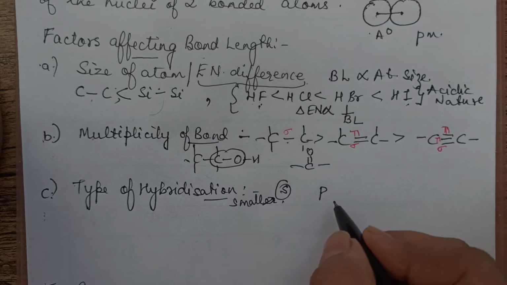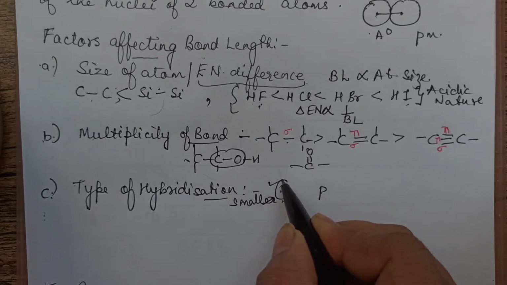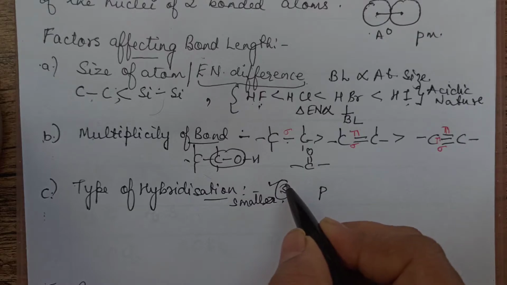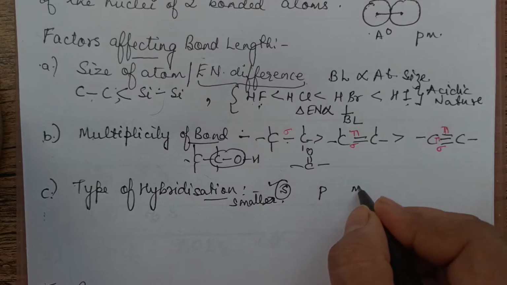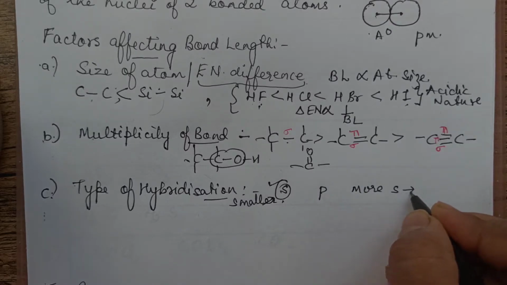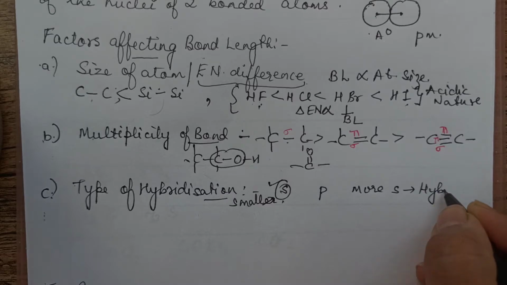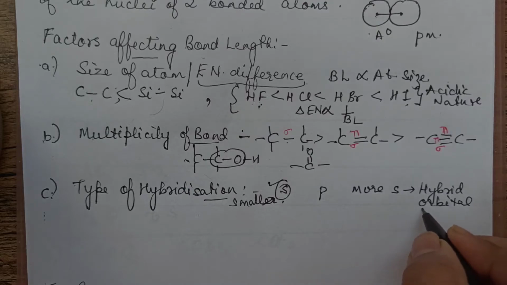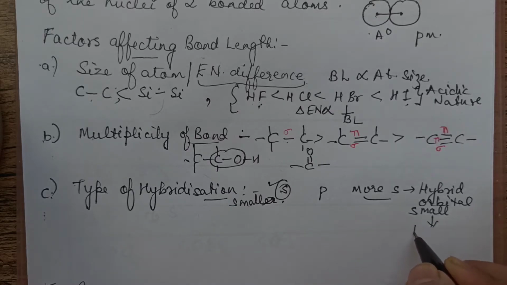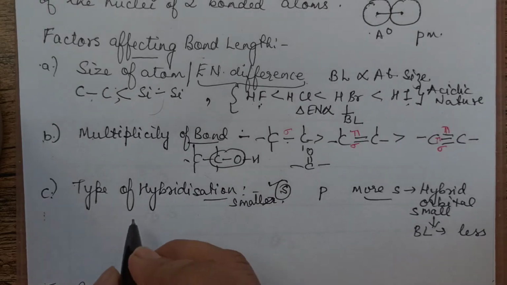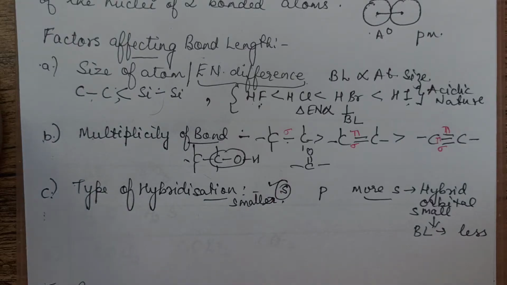So in any hybridization which is having more of s character, that hybrid orbital will be smaller. So what we will write? More the s character, hybrid orbital will be smaller. Hybrid orbital is small means we can say the bond length will be less. Clear?